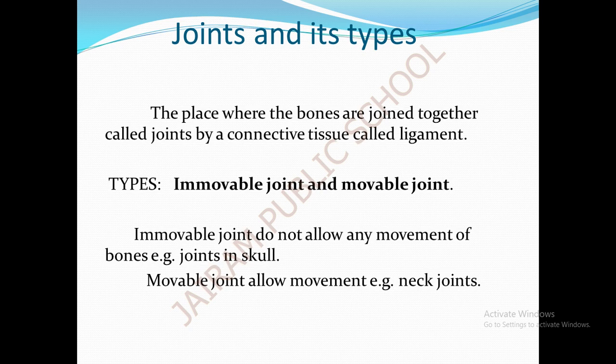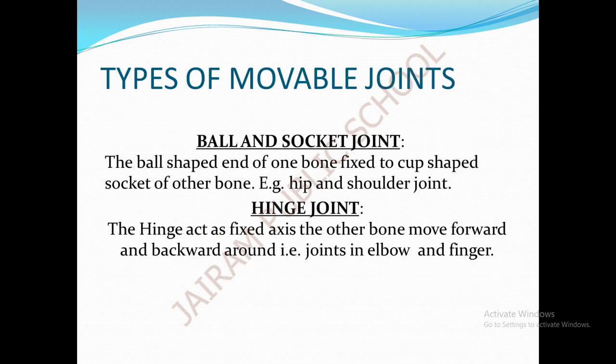Let us see the types of movable joint. The movable joint has four important types. The first one is the ball and socket joint. In the ball and socket joint, the ball-shaped end of one bone is fixed to the cup-shaped socket of the other bone.